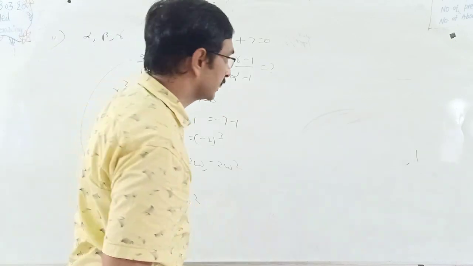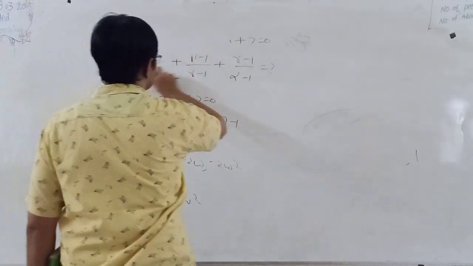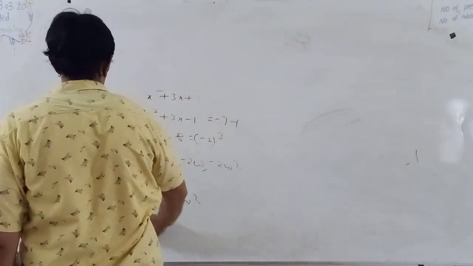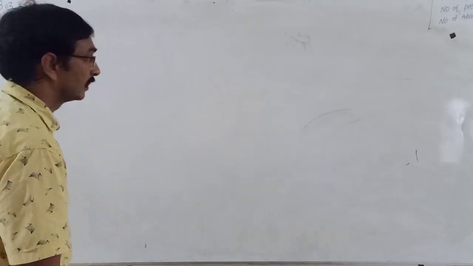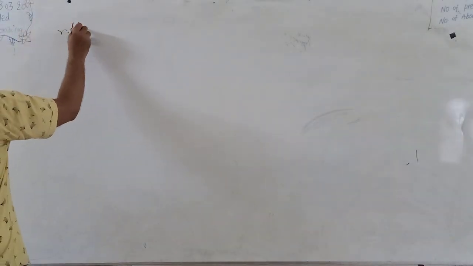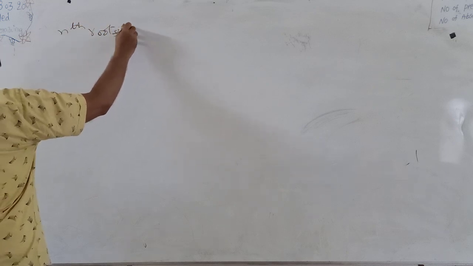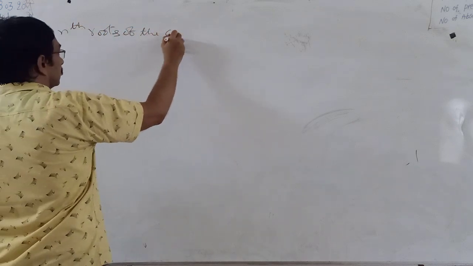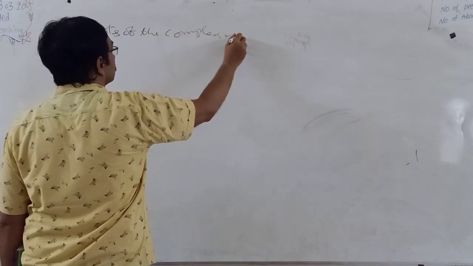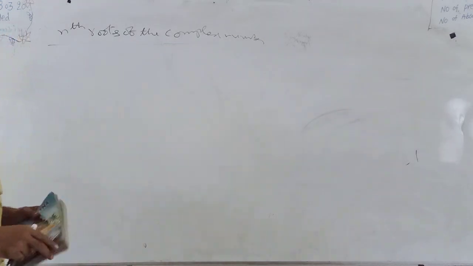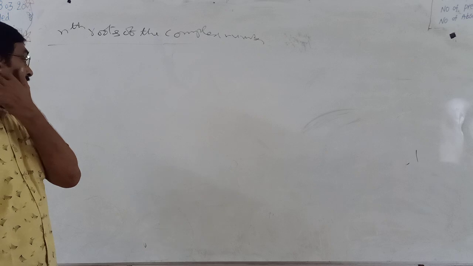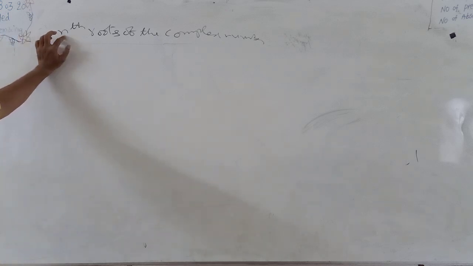So these problems related to the concept of cube roots of unity are completed. Next concept, nth roots of the complex number. General case. By using this concept, we can find nth roots of any complex number: cube roots of any complex number, fourth roots, fifth roots, etc.